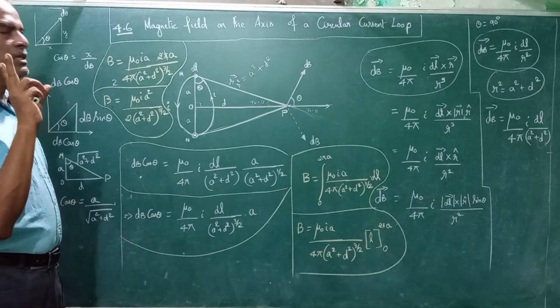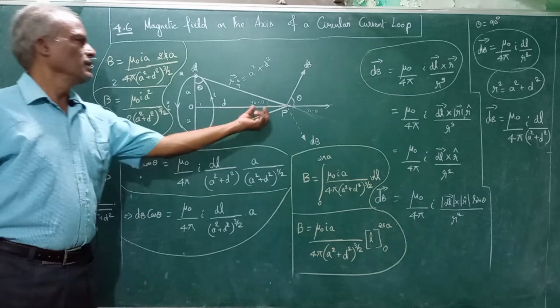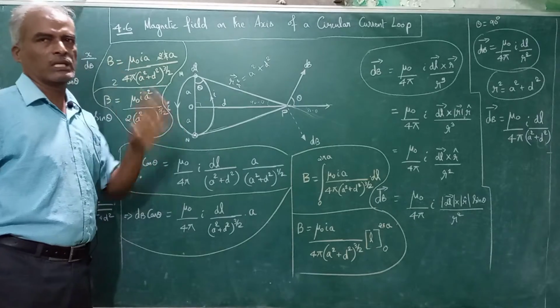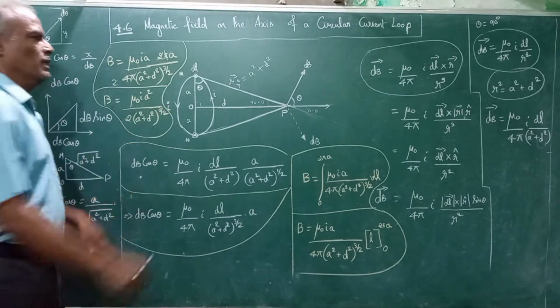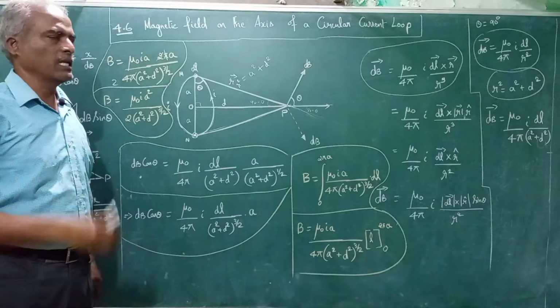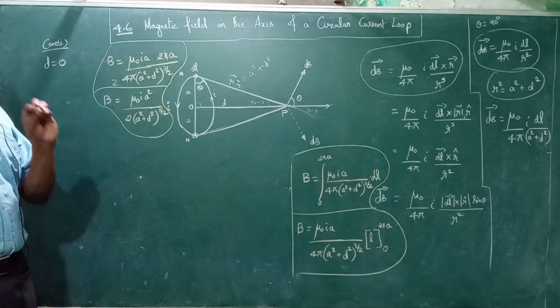Now we have to consider two cases. One is what happens if this distance slowly shrinks and comes to 0. That is one case. And another case if the d is at very far distance. So that two cases we have to analyze. Now we will deal with two cases.